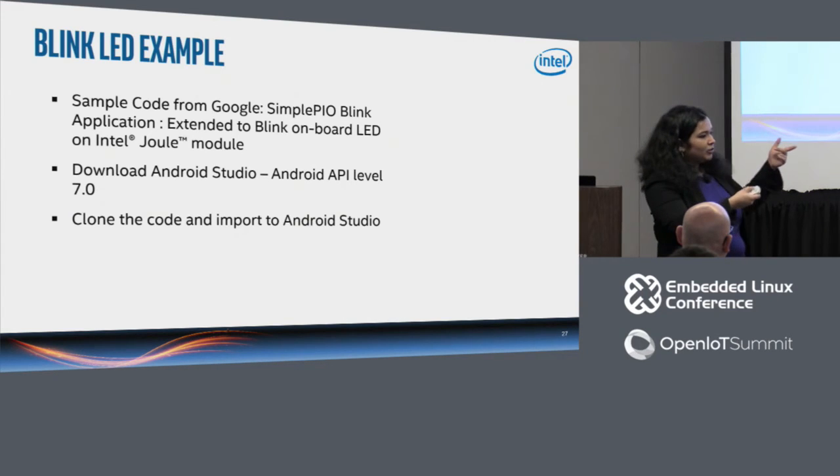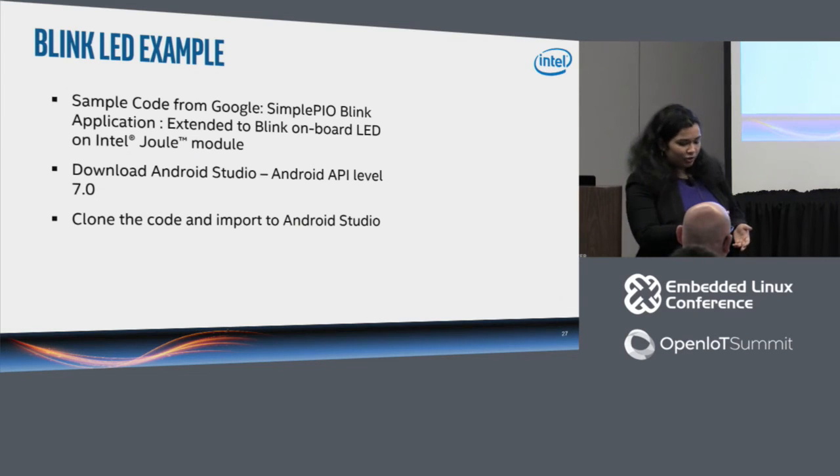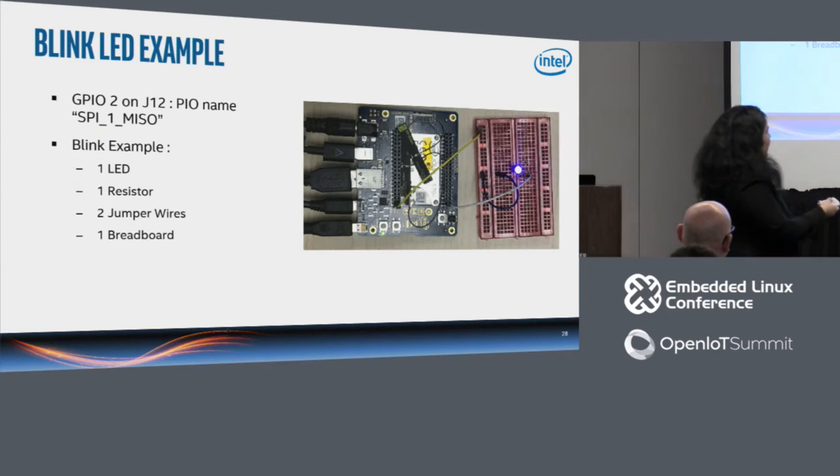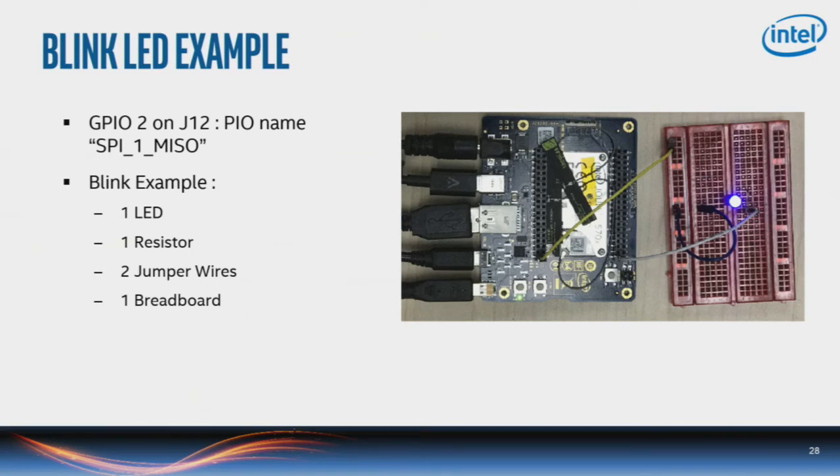We have links at the end for the sample code. You'd clone the code and import it into Android Studio. And the hardware that you need is, in addition to the Joule and the cables which I mentioned earlier, an LED, a resistor, two jumper wires, and a breadboard. So this is the connection that I've made. Basically, this is ground, and this is a GPIO which is connected through a resistor to an LED.